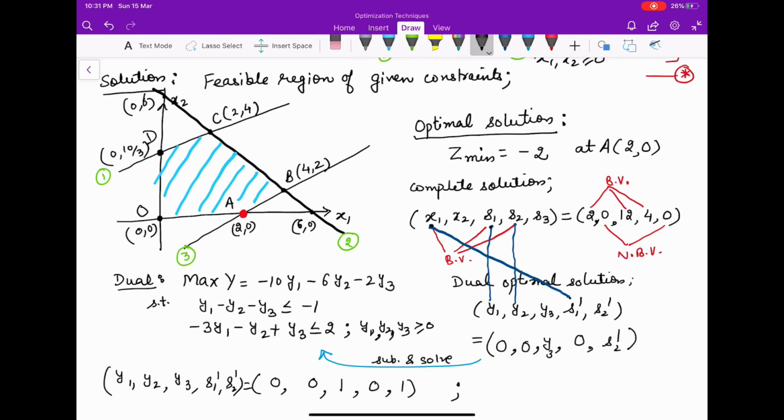Once you know the whole set, you can substitute this in the objective function and find out the maximum of y, and that turns out to be the same optimal value as we have already obtained in the case of the primal. So they both turn out to be the same. So that's all about the complementary slackness conditions.